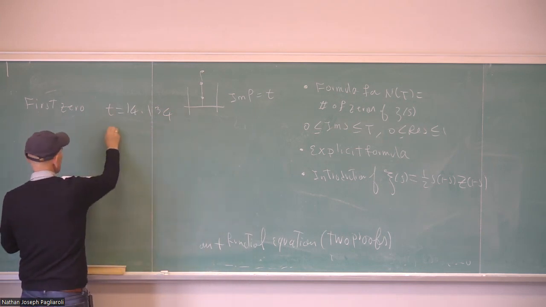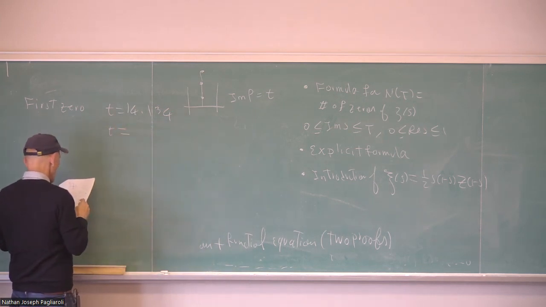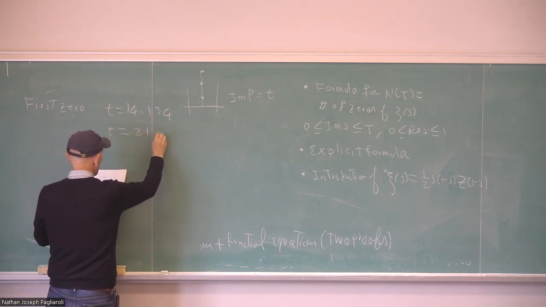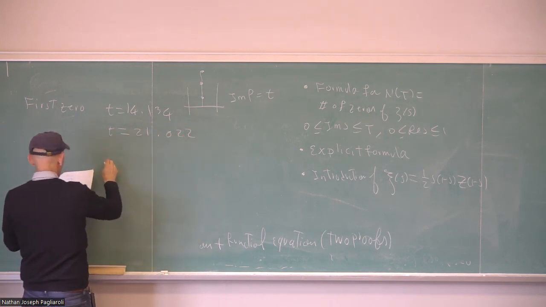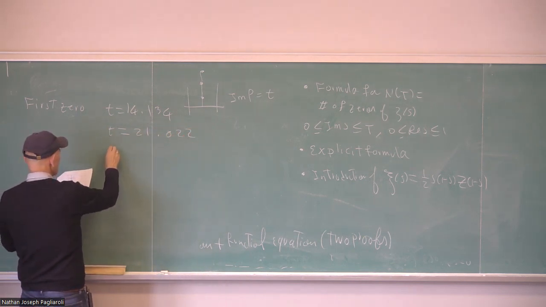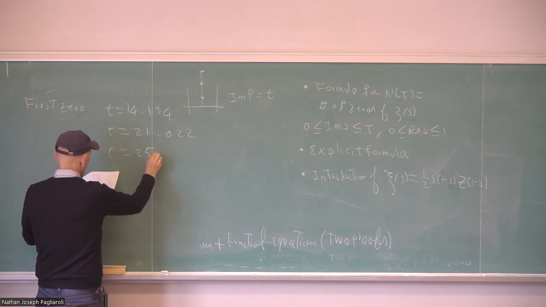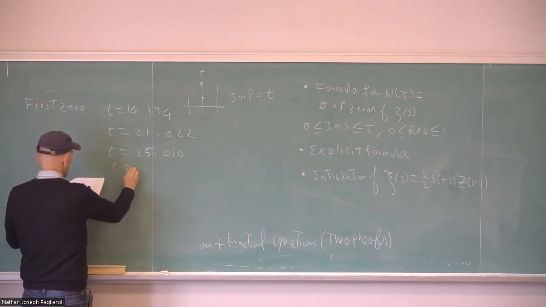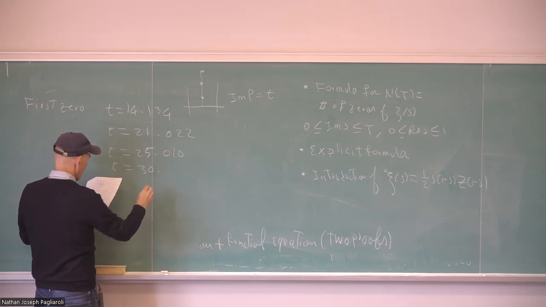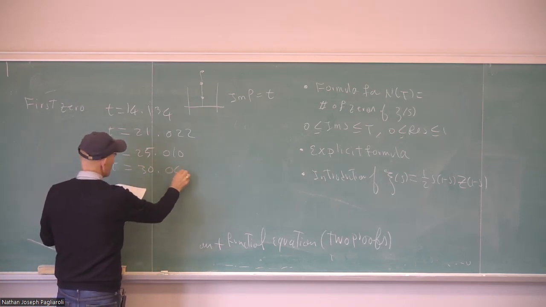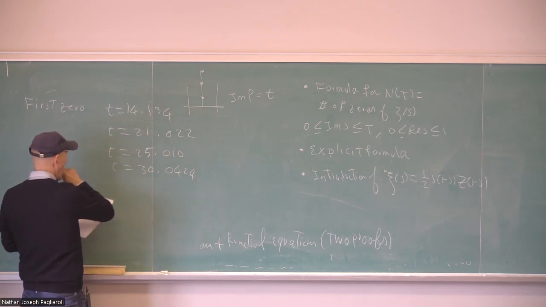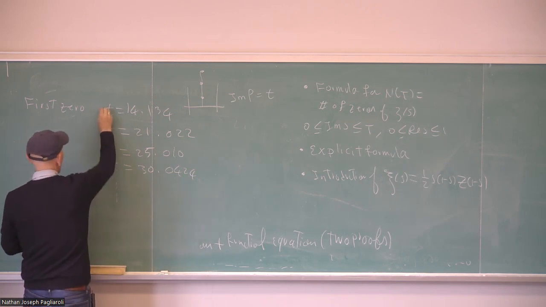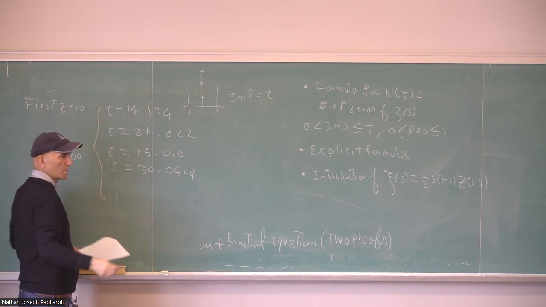The next one has t equal to 21.022, I believe. The next one is t equal to 25.010. Next one is 30.0424, I believe. So 100 of them, you can check.